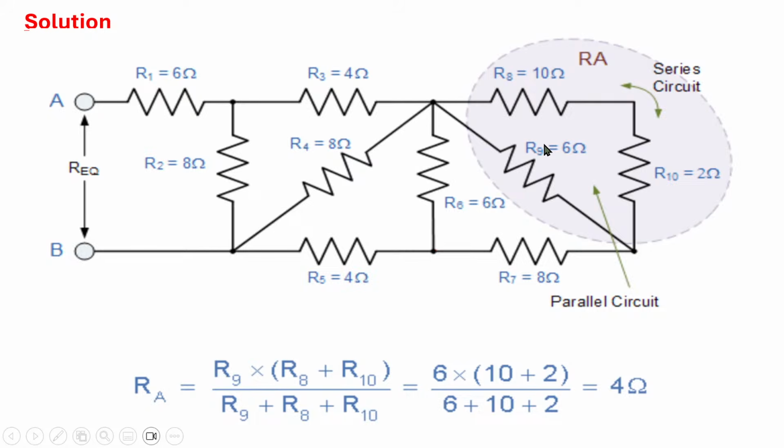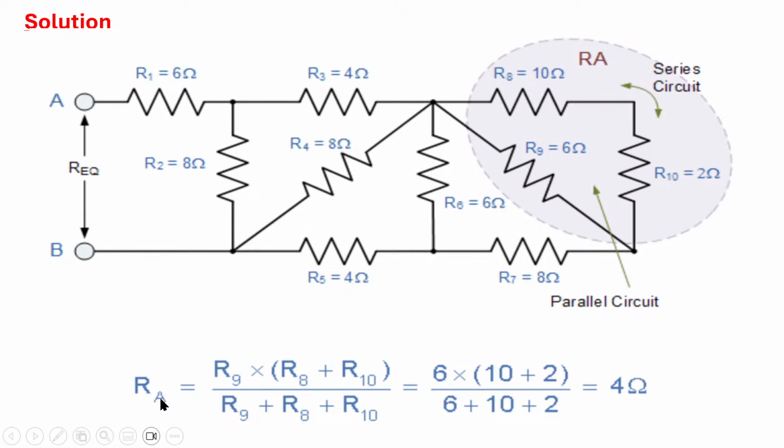So the first thing you need to do is to resolve the two resistors in series. By the time you do that, your R8 plus R10 will give you 12 ohms. That means you have 12 ohms in parallel with 6 ohms.